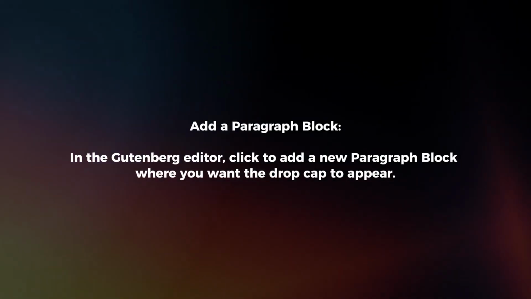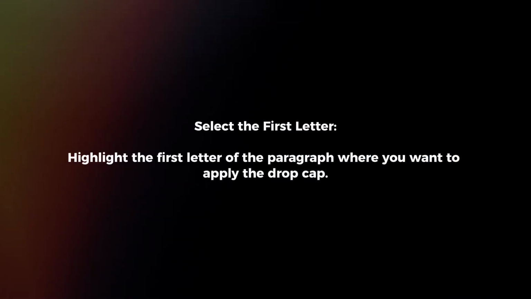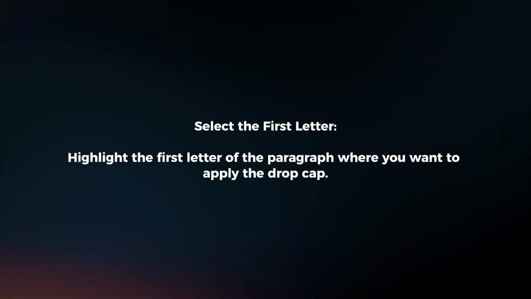Add the paragraph block. In the Gutenberg editor, click to add a new paragraph block where you want the drop cap to appear. Select the first letter. Highlight the first letter of the paragraph where you want to apply the drop cap.